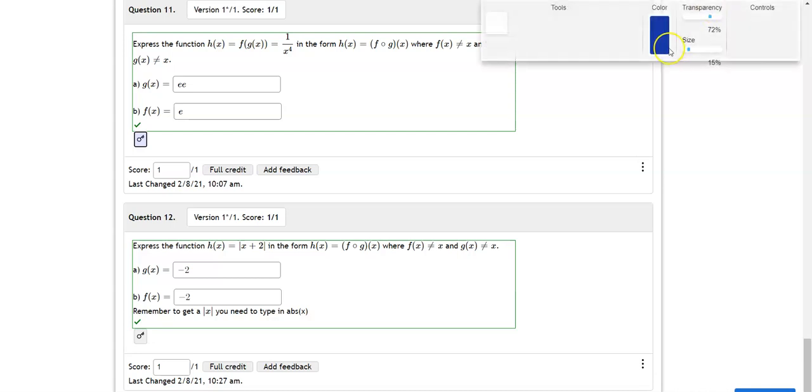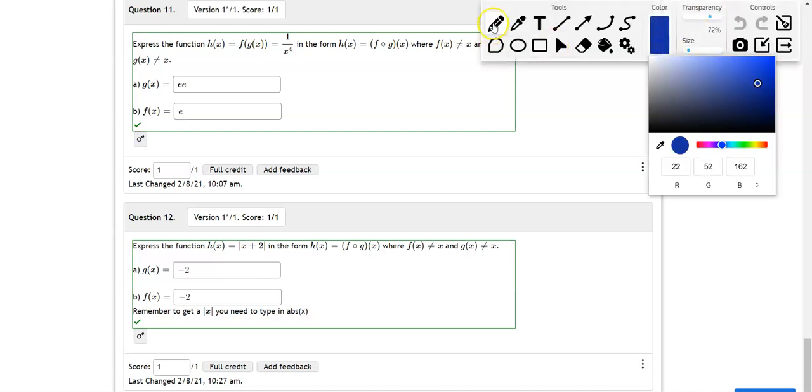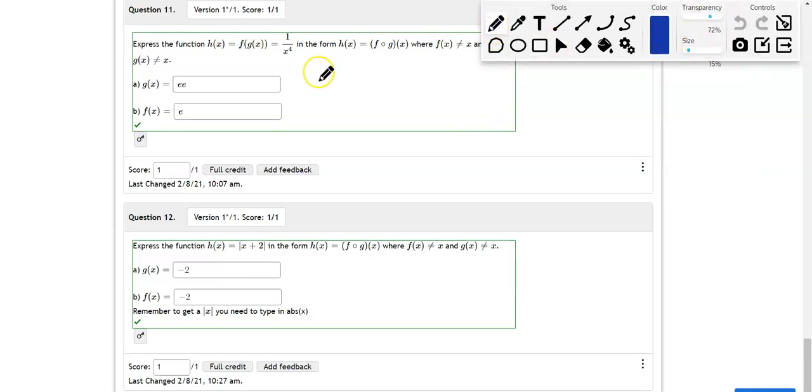Let's see if this will let me write on it. Yeah, it does. Good. So when f and g were composed together, it made this new function h. And this is what h looks like. But I'm going to rewrite h a little bit.